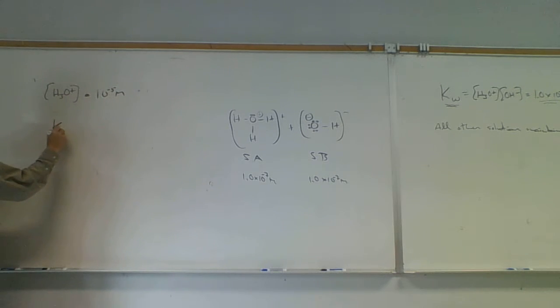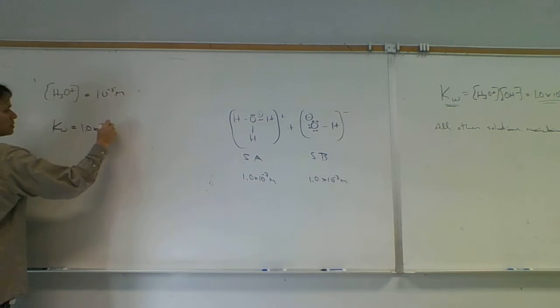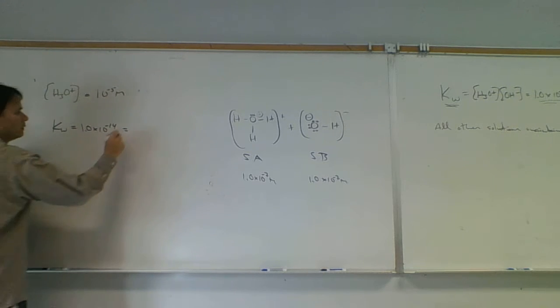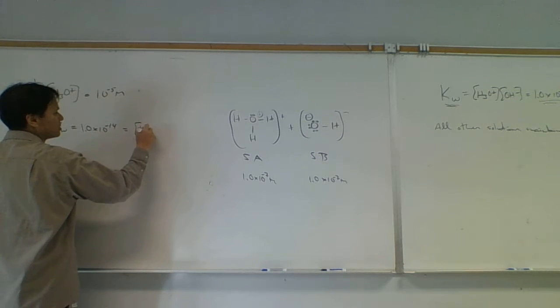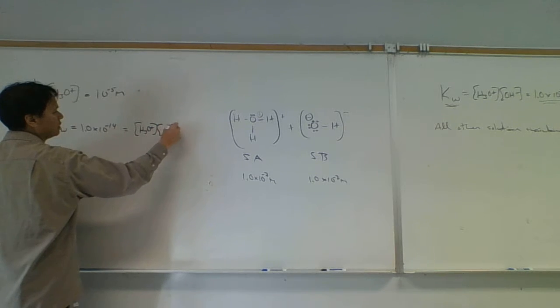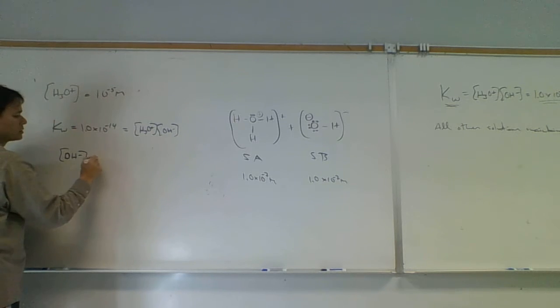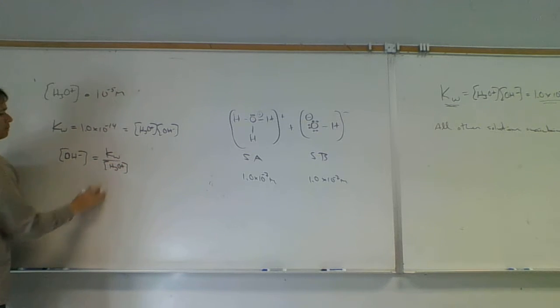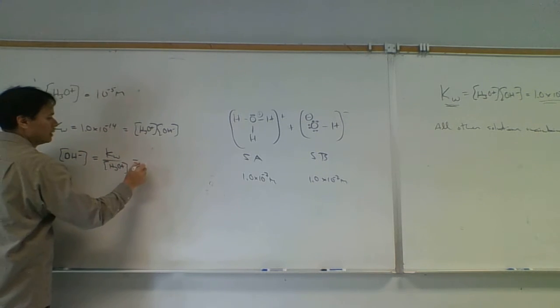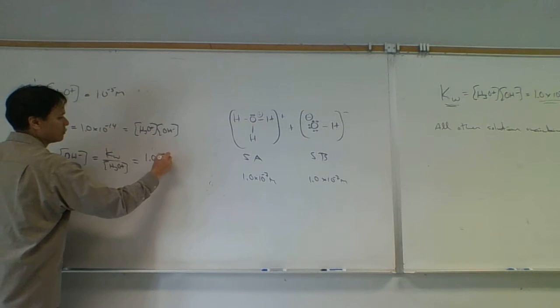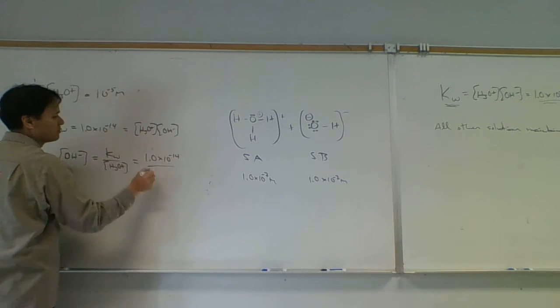Well, we know that Kw holds. Kw is a constant, which equals 1.0 times 10 to the minus 14. And this is going to equal the hydronium ion concentration times the hydroxide ion concentration. We're solving for the hydroxide, and that's just going to equal Kw divided by the hydronium ion concentration. So plugging in the numbers here, this is 1.0 times 10 to the minus 14, and this is 10 to the minus 5.